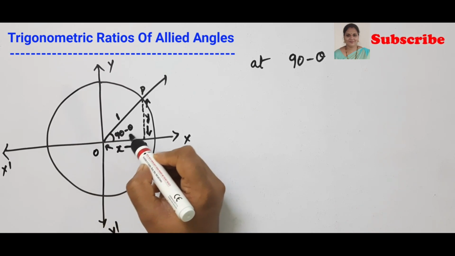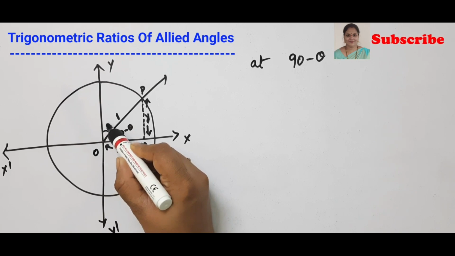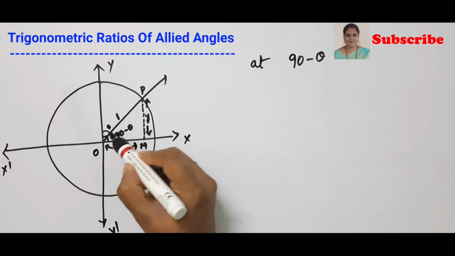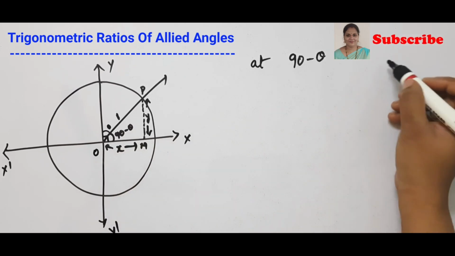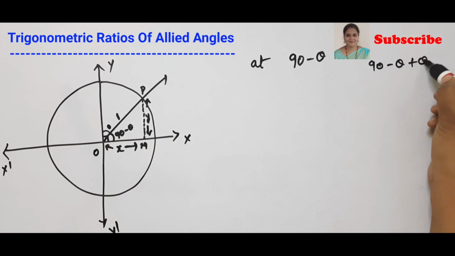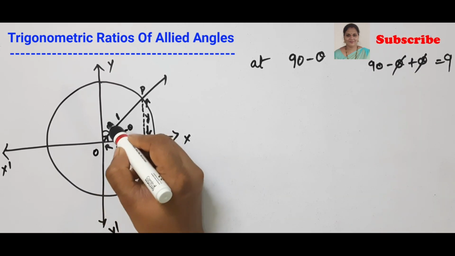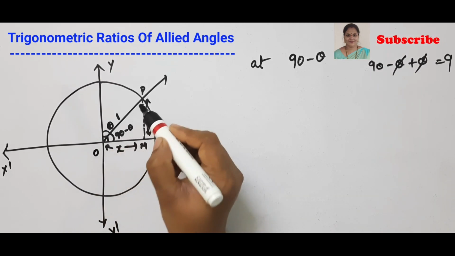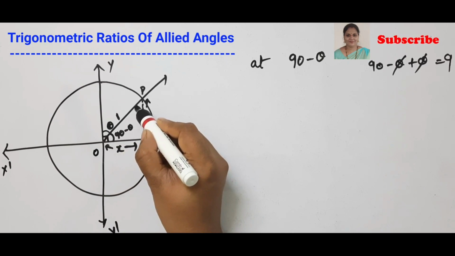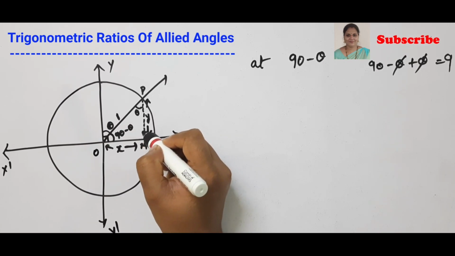When this angle is 90 minus theta, this angle will be theta, is it not? Then only the whole angle will be 90 degrees. 90 minus theta plus theta, theta cancels, you will get 90. So then this whole angle will be 90. So this is theta. If this is theta, then this angle is also theta. This is 90 degrees.